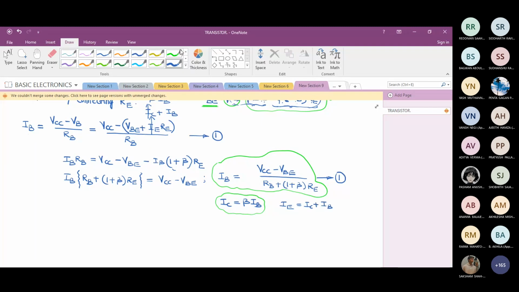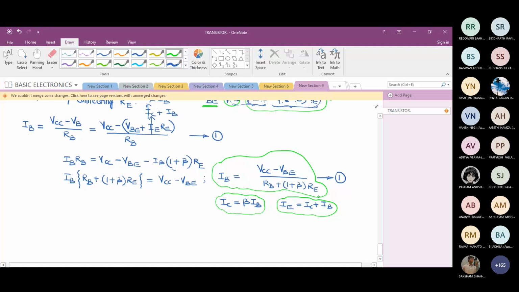Sir, if RE isn't present, VBE will be given or something will be given, right, sir? VBE is not required because we know for a silicon transistor VBE is 0.7. Yes, sir, that is what I meant. So if RE is not given, then we have a simple equation, the first one: VCC minus VBE by RB. With RE, the analysis becomes slightly complicated, but still you can get the equation of IB. Is it fine now? Yes, sir.